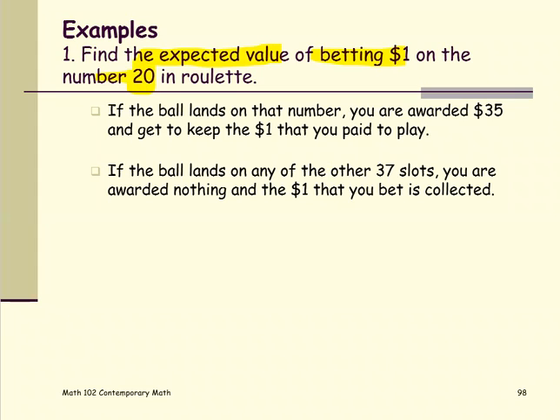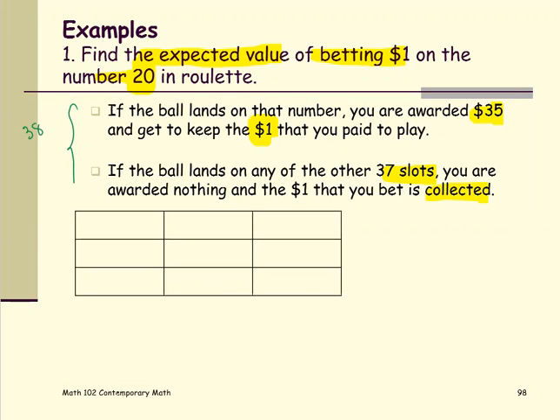If the ball lands on that number, you are awarded $35 and get to keep the dollar that you paid to play. If the ball lands on any of the other 37 slots, you are awarded nothing and the $1 that you bet is collected. Recall there are 38 outcomes for the roulette game and 20 is one of those 38 outcomes. First of all, we are going to construct the table.